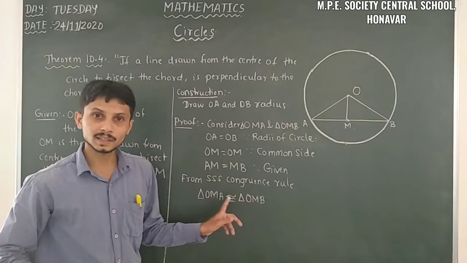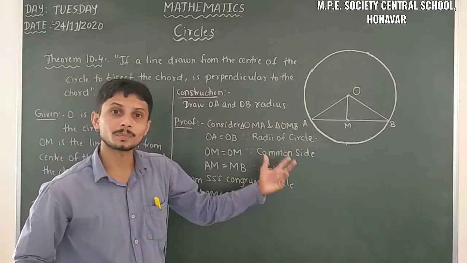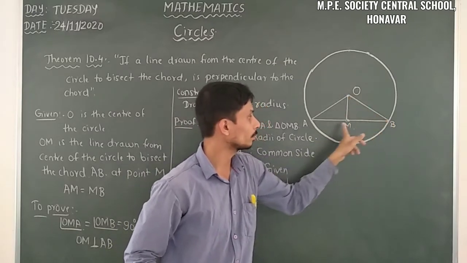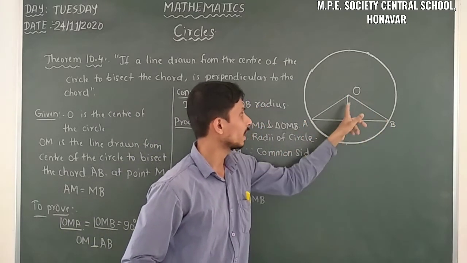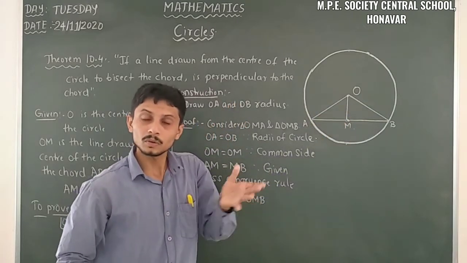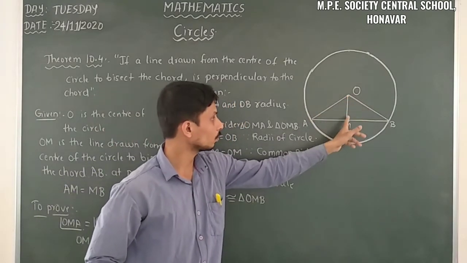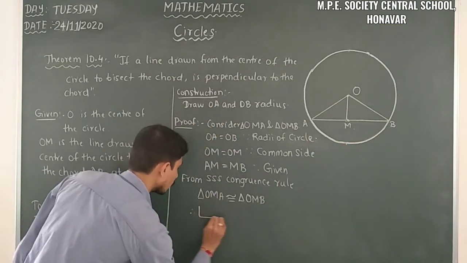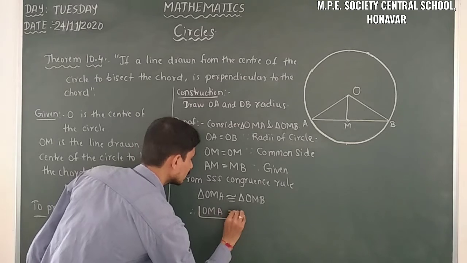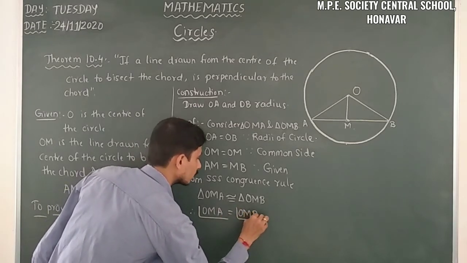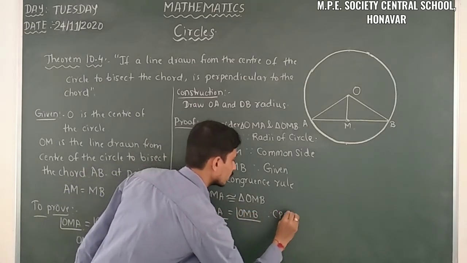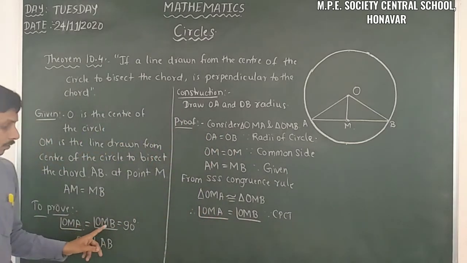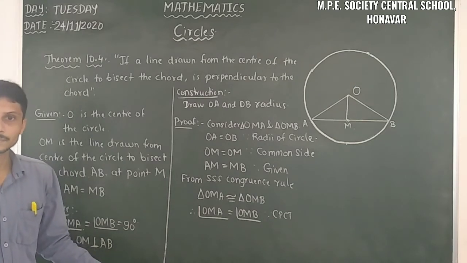When the two triangles are congruent, all the other corresponding parts of congruent triangles are equal. That is, angle OAM is equal to angle OBM, and angle AOM and angle BOM are also equal. Which one is needed for our proof? This one: angle OMA is equal to angle OMB, by CPCT. But the proof is not completed, because we want angle OMA equal to angle OMB equal to 90 degrees. How can we prove that?